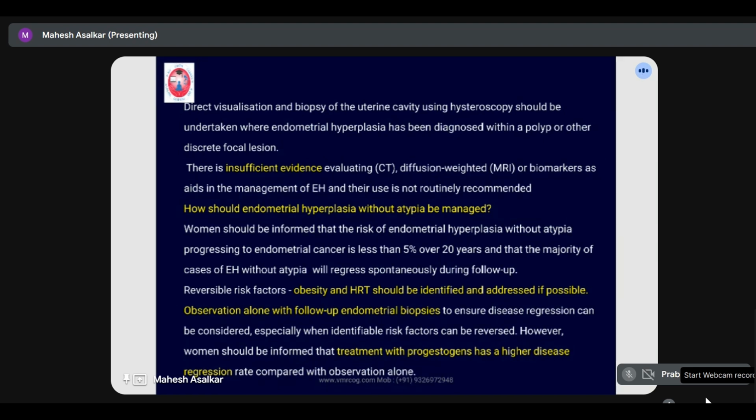So what are the reversible risk factors associated? Obesity and hormone replacement therapy should be identified and addressed if possible. Observation alone with follow-up endometrial biopsies to ensure disease regression can be considered, especially when identifiable risk factors can be reversed.